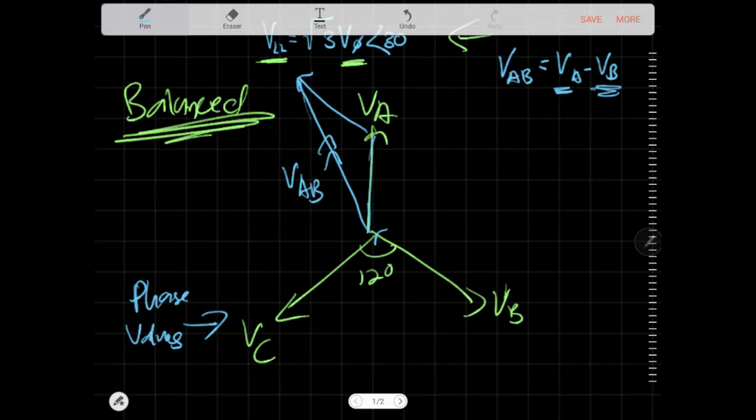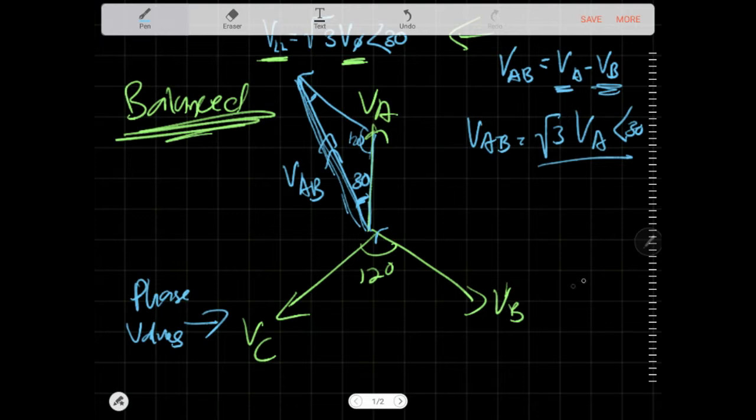With this VAB, if you do some math, these angles are equivalent, and you get a bigger angle here. I think this is 120. You find out that VAB is actually the length of √3 times VA, and the angle of it is 30 degrees ahead of VA. So you have an additional 30 degrees. Same with VBC, which goes up here, and your VCA.